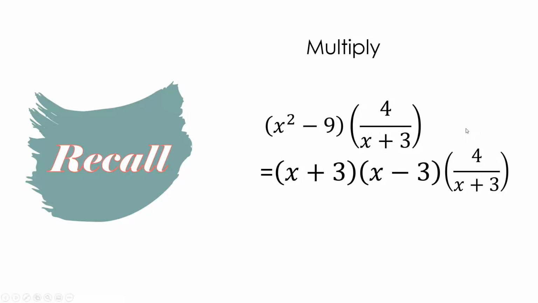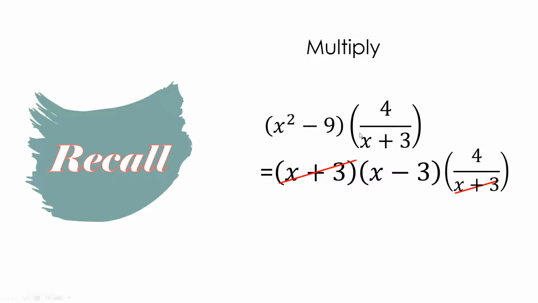Now, investigate. Are there common terms? Yes, there is a common term. We have the x plus 3. Since one x plus 3 is in the numerator and the other is in the denominator, we can divide out the x plus 3. If we divide that, the answer is 1. So we just cross it out. So x plus 3 divided by x plus 3 is equal to 1.